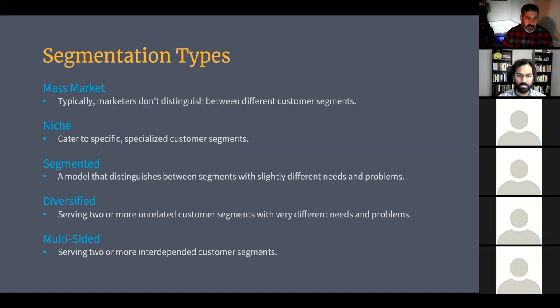All right, so let's talk about segmentation types. Mass market. And I've said this analogy before: if you're building something for everyone, you're building something for no one. If we all had superpowers, there'd be no super people, or superheroes. It's kind of the same thing, right?